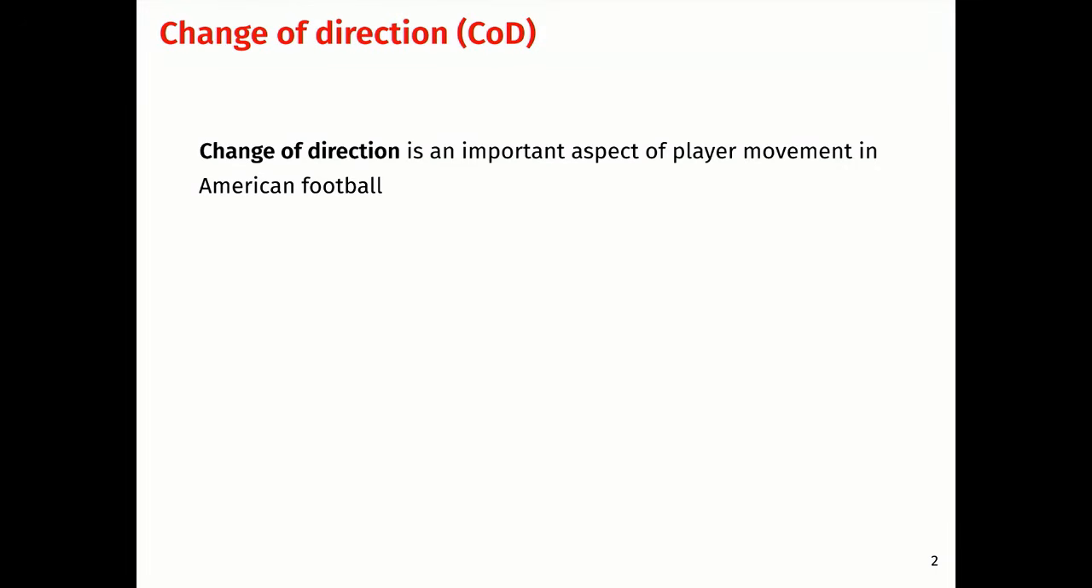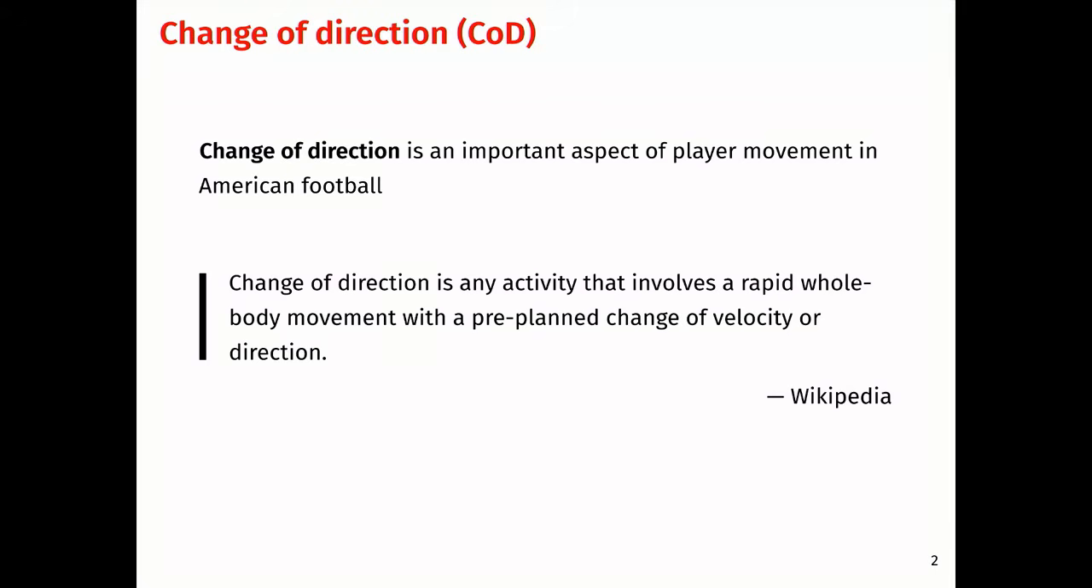So, change of direction, or COD, is an important component of player movement in American football. So, what does COD actually mean? Here's the definition taken from Wikipedia: change of direction is any activity that involves a rapid whole body movement with a pre-planned change of velocity or direction. So, in the context of NFL player movement, we can think of COD simply as the ability of a player to rapidly and efficiently alter the trajectory.